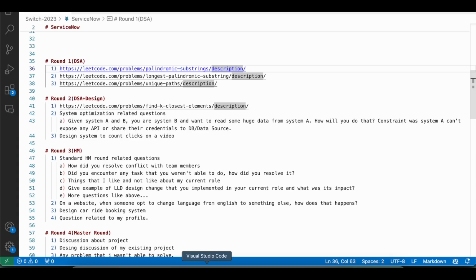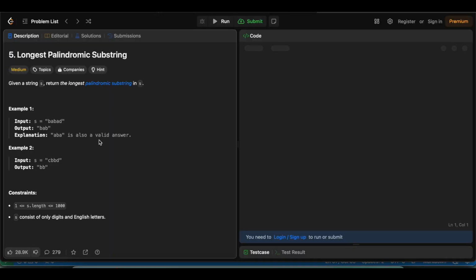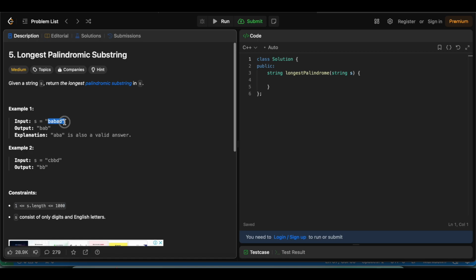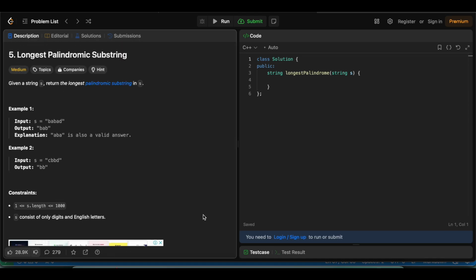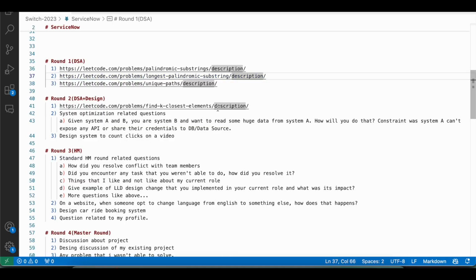I was able to solve that. Then the second question was longest palindromic substring. We are given a string and we have to return the longest palindromic substring present in it. In this case BAB, or ABA, is also one of the possible answers, so we can return any one of them. This was the second question, and I solved that one as well.